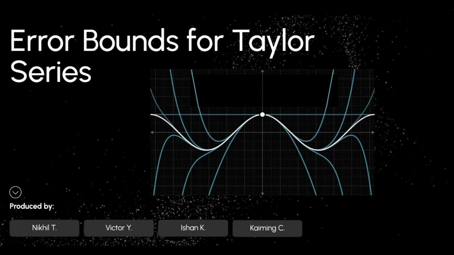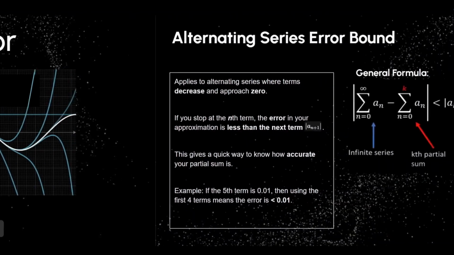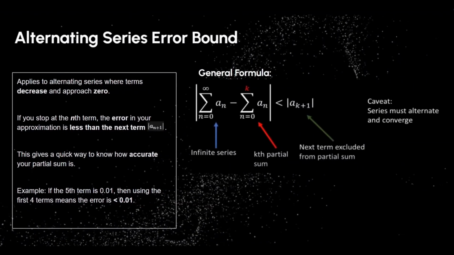Hello everyone. Today we're going to be doing an introduction video on error bounds for Taylor series. I'm going to start off by talking about the alternating series bound, which is the first half of the error bounds.